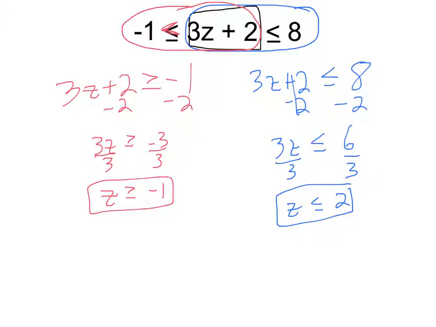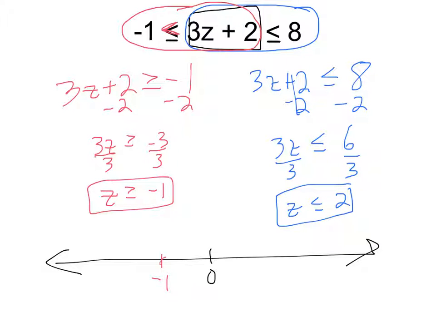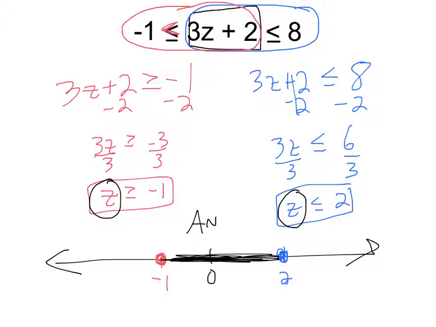Now when you graph, you're going to graph those two numbers. So we have 0 in the middle. Negative 1 is right here. That would be a closed circle. Positive 2 is over here. That would also be a closed circle. Now think about where you're going to shade. We want numbers z to be bigger than negative 1. So I'm going to start shading this way. Well, at the same time, we want that same number z to be less than 2. So I'm going to start shading this way. So notice you're shading towards each other. This is an and statement.